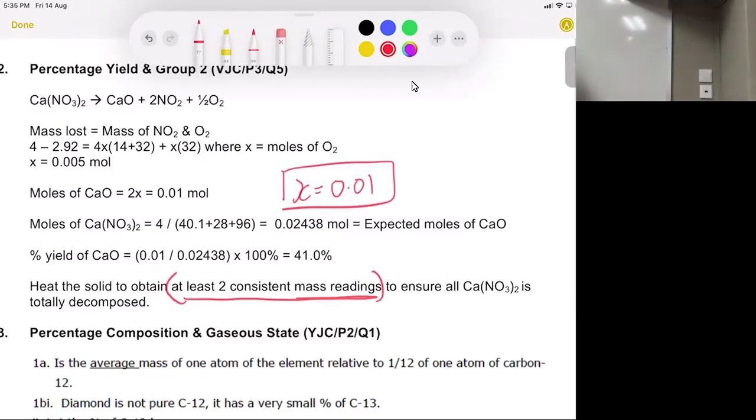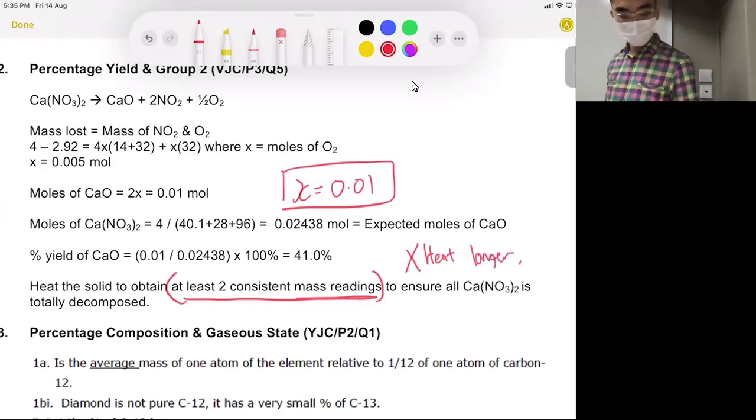George, you got down, sorry, this one, heat until two consistent readings. This is the one where they ask, what must you do to ensure high percentage yield? So don't say hit longer, okay? Because if you heat longer, it's not specific. I say heat longer until two consistent readings, actually. So don't just say heat longer, full stop.